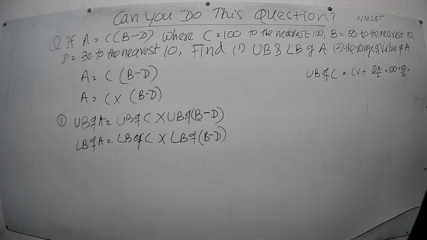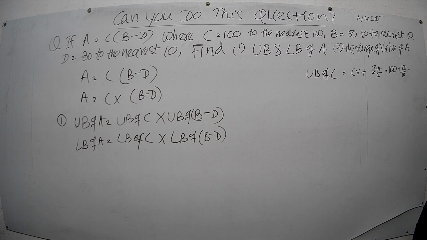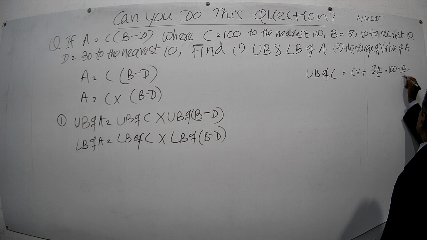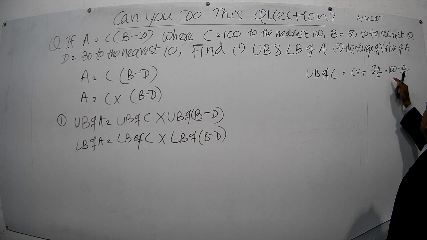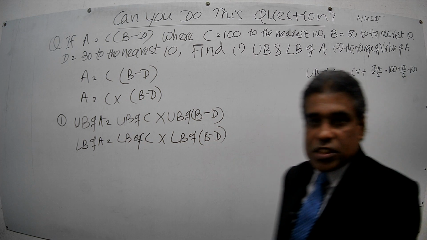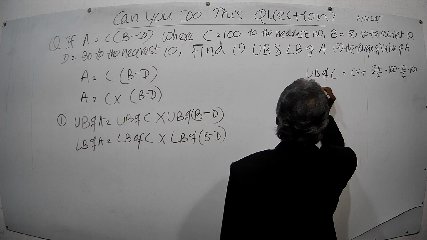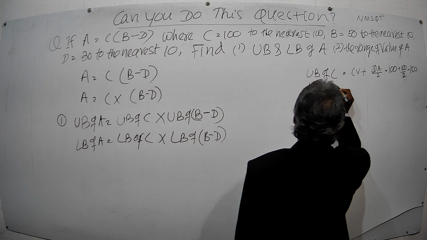Then you get this value. How much? 100 plus 100 divided by 2. Here 100 divided by 2 is 50, and 50 plus 100 means 150. That is the upper bound of C. Now you go to the lower bound of C.